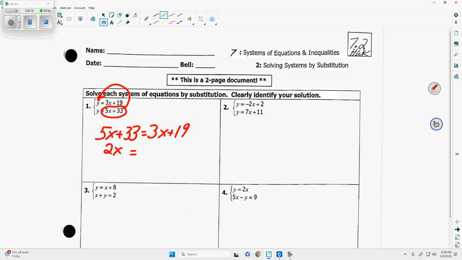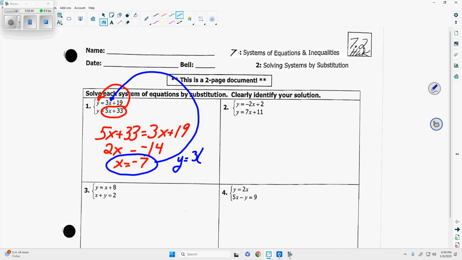But wait, there's more. Take this baby, the 3x plus 19, and plug it in right there. So then y would equal 3 times negative 7 plus 19. Well, that's cool. What's negative 21 plus 19? Did you say negative 2? So did I. So x is negative 7 and y is negative 2. Hey, Blanchard, didn't we already do this? Yes, you should be a pro at it. I didn't really like substitution. Remember, I love elimination, but we're just going to focus on the hard stuff.